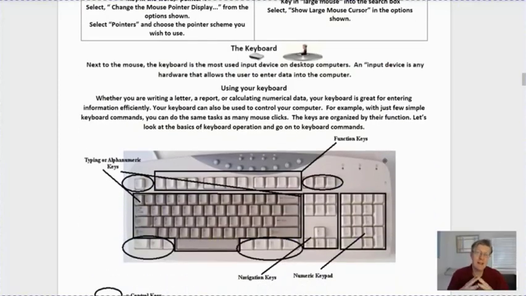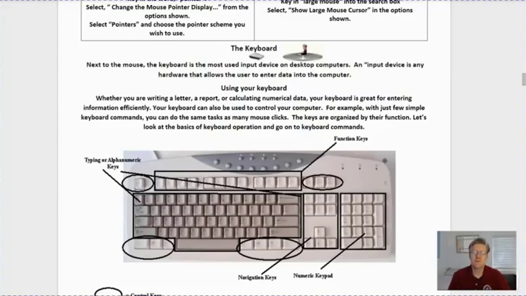Next, let's look at the keyboard, and you notice the little flying saucers there. So apparently I'm going to ask about this keyboard or something about this paragraph at the end of the chapter. Next to the mouse, the keyboard is the most used input device on desktop computers. An input device is any hardware that allows the user, that means you, to enter data into the computer.